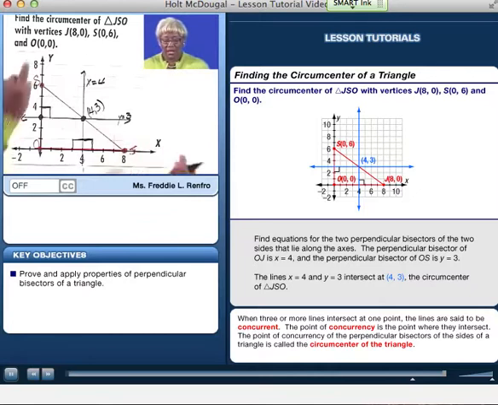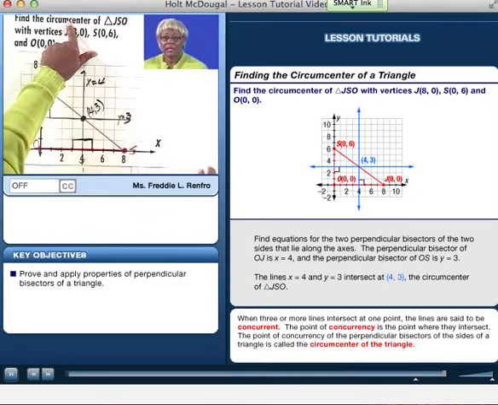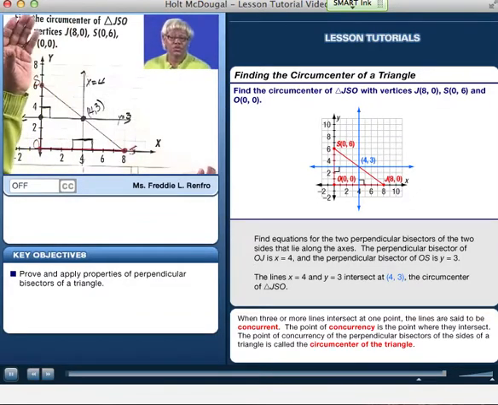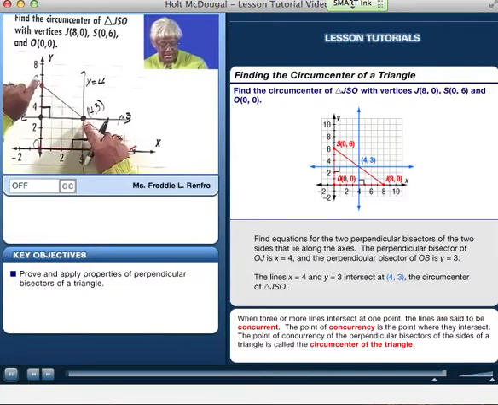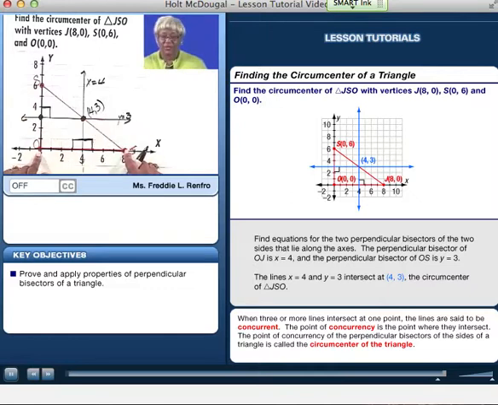And recall that a circumcenter is where at least two of the three perpendicular bisectors of the sides of a triangle meet. Where they meet, that's called a circumcenter. And it does look like this point is equidistant from the three vertices.